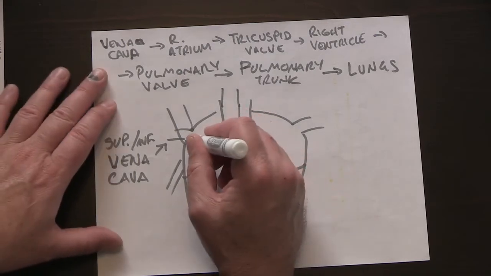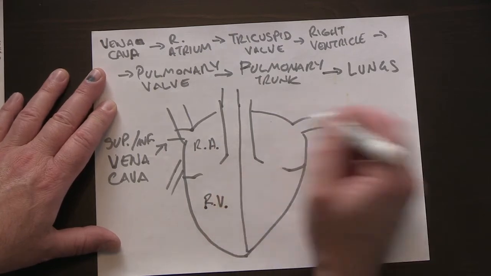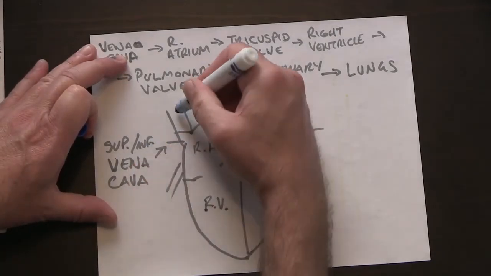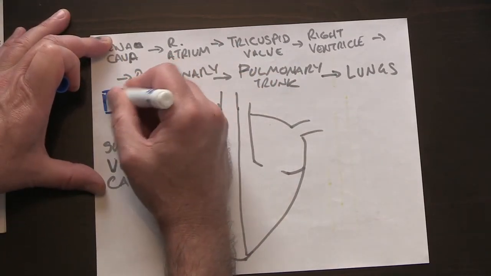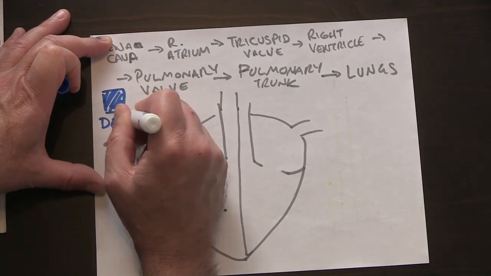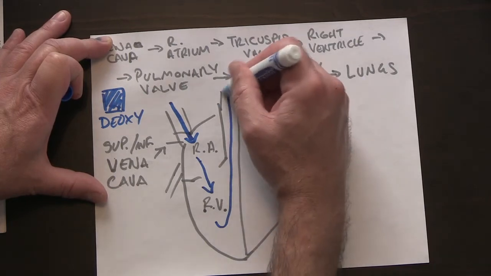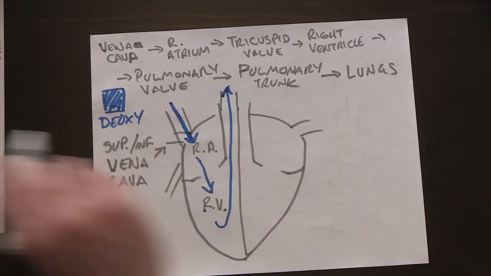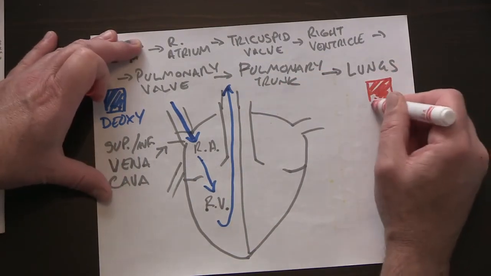The other way, so this is the right atrium again, the right ventricle, and I'm going to make this blood blue because this is deoxygenated blood. I call it deoxy blood. Okay. Blood that comes back from the lungs has now got oxygen in it, right? So we'll make this oxygenated blood.